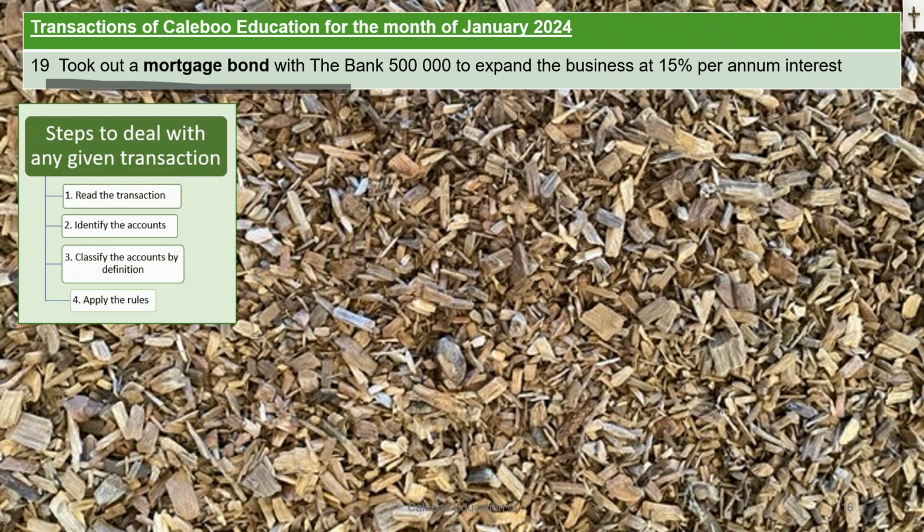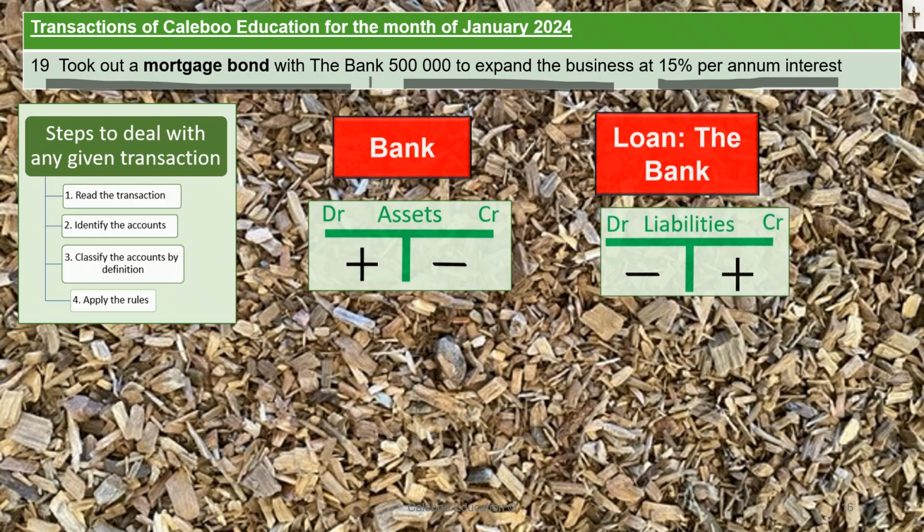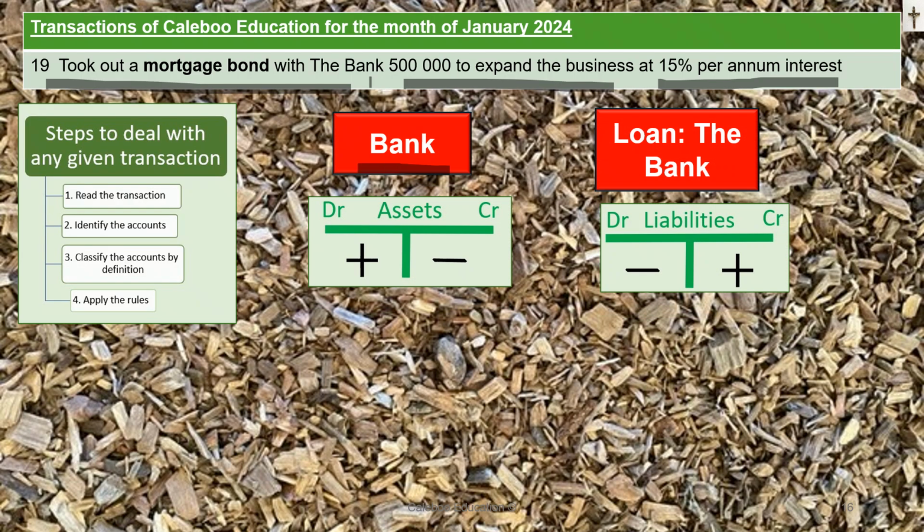Right, on the 19th, took out a mortgage bond, 500,000. Going to pay back interest 15% per annum. Right, the interest is not being paid yet. All we're doing is we're taking out a bond to buy a property. Where's the money going to be put into? Our bank account. And we're going to have a loan with the bank. Okay, loan the bank. What has happened to our bank balance?